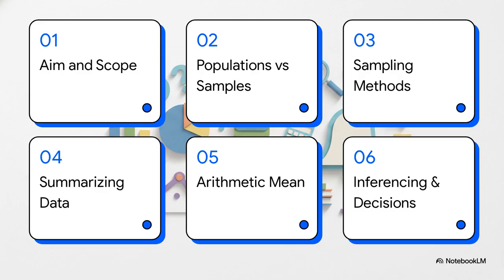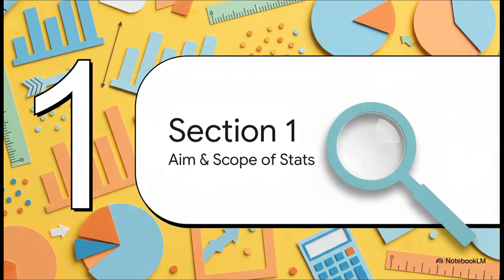Here is a quick look at our agenda. We'll hit the aim and scope of statistics, populations versus samples, sampling methods, summarizing and visualizing data, calculating the arithmetic mean, and finally, inferencing and professional decisions. Starting us off, Section 1, Aim and Scope of Statistics.